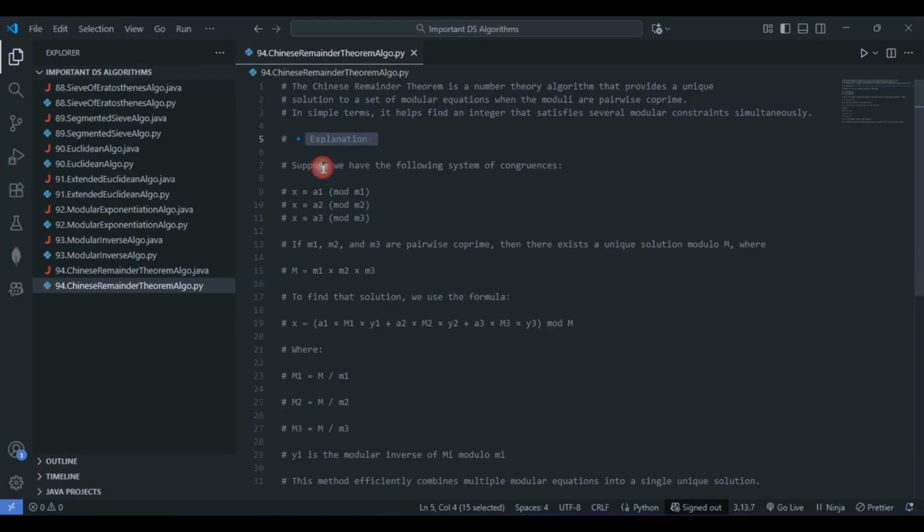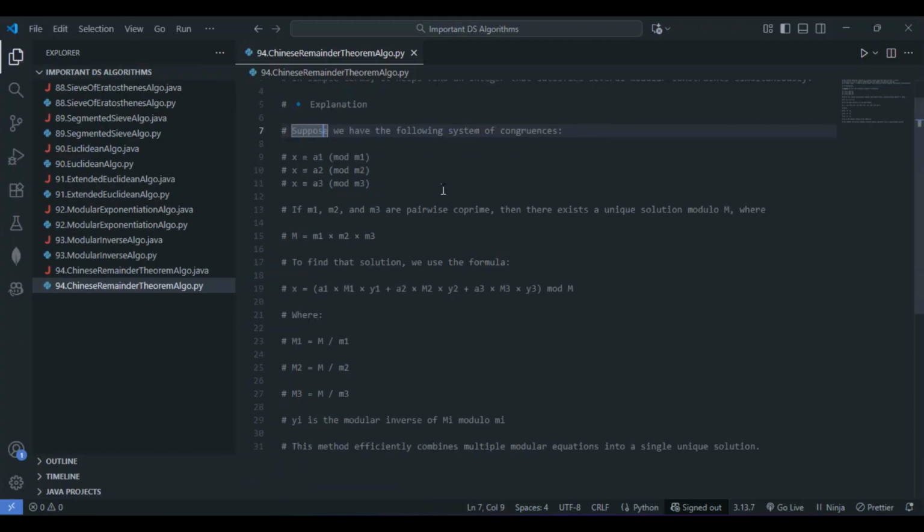Let's go with the explanation part here. Suppose we have the following system of congruences: x equals A1 mod M1, A2 mod M2, and A3 mod M3. If M1, M2, and M3 are pairwise coprime, we have to keep this in mind. For example, 7, 11 and 17. They are coprime, so we consider prime numbers in the place of M1, M2, and M3.